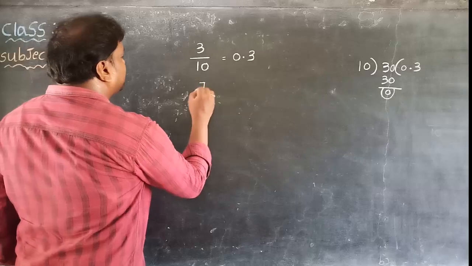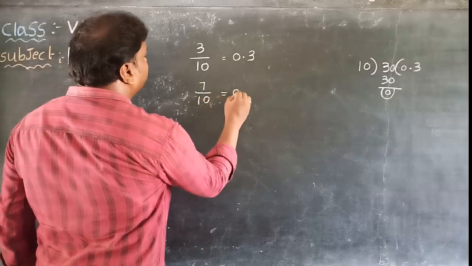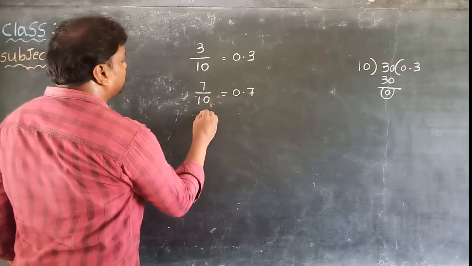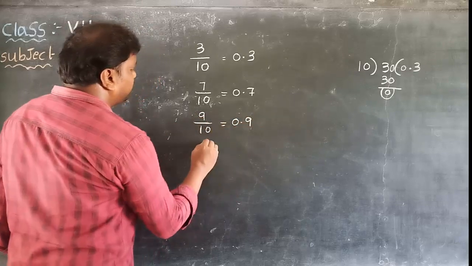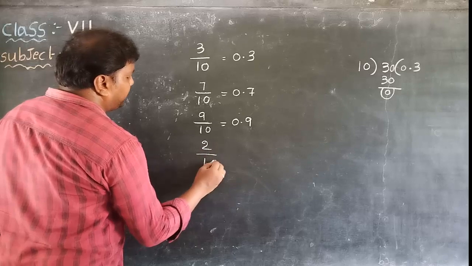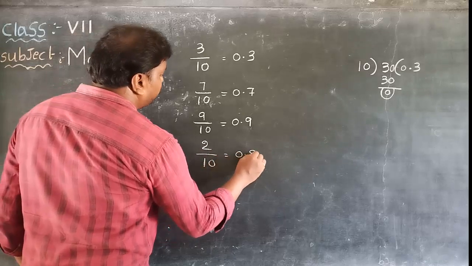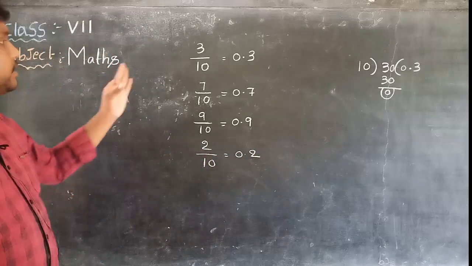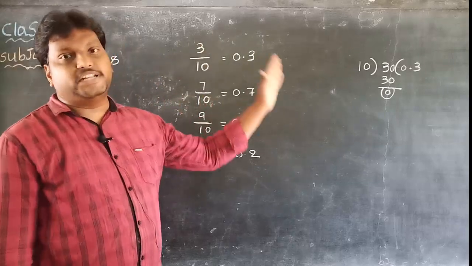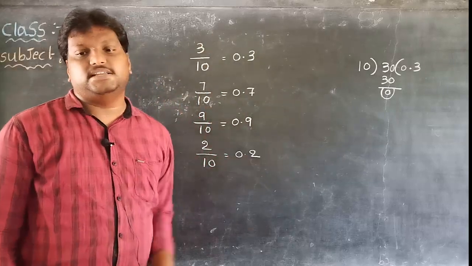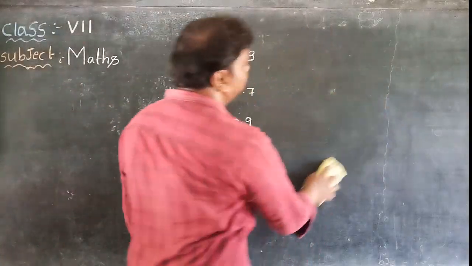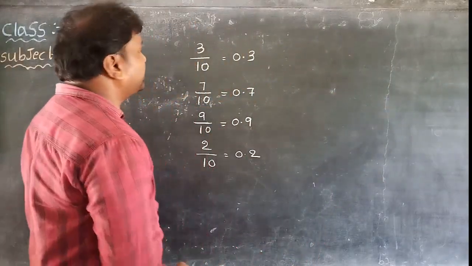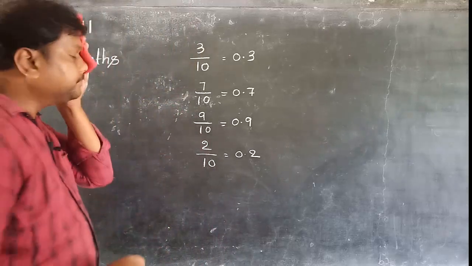This is the fraction, this is the decimal. Like that, 7 by 10 is equal to 0.7, 9 by 10 is equal to 0.9, 2 by 10 is equal to 0.2. We can write like this. This is the conversion from fractions to decimals. Okay, next tens done. Now hundreds. We'll take hundreds now.